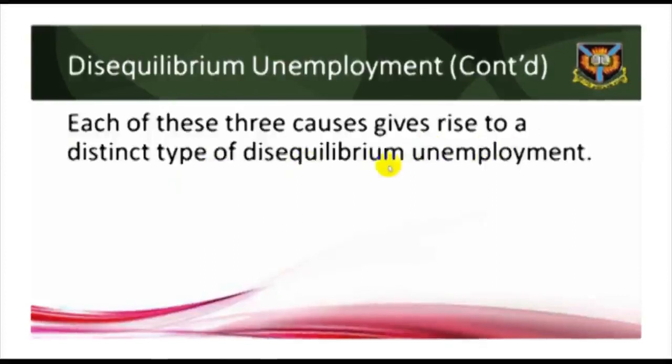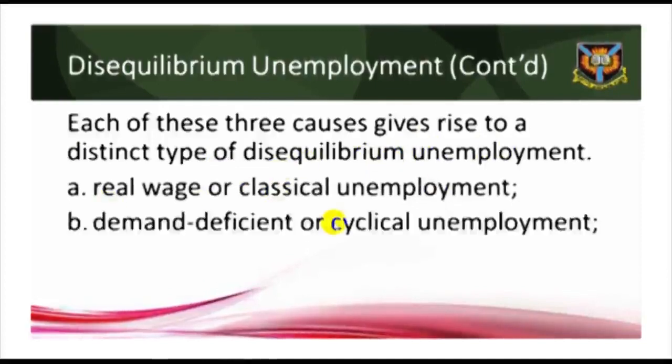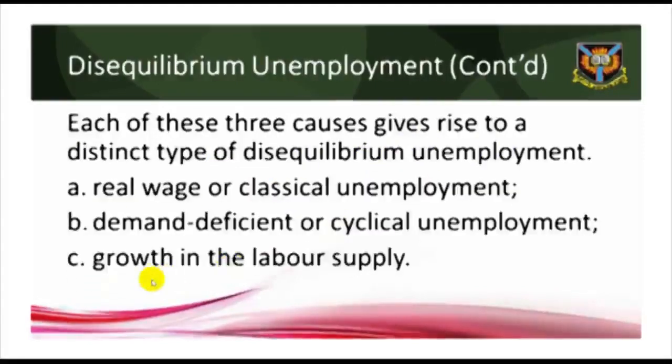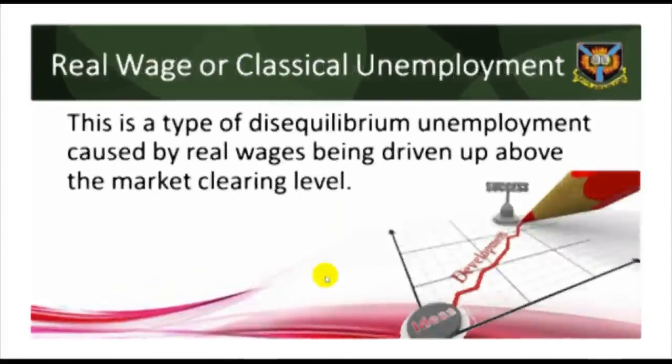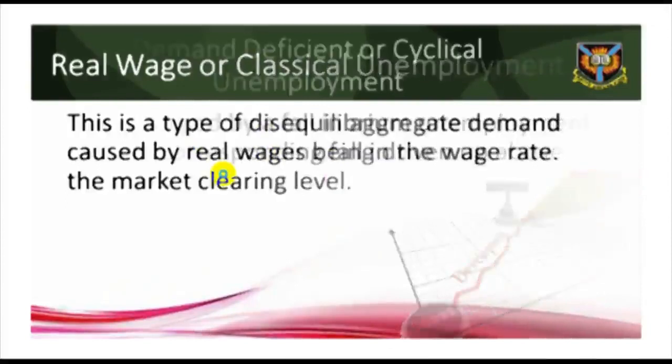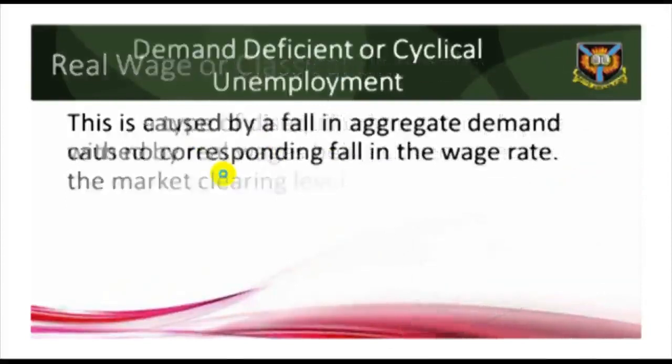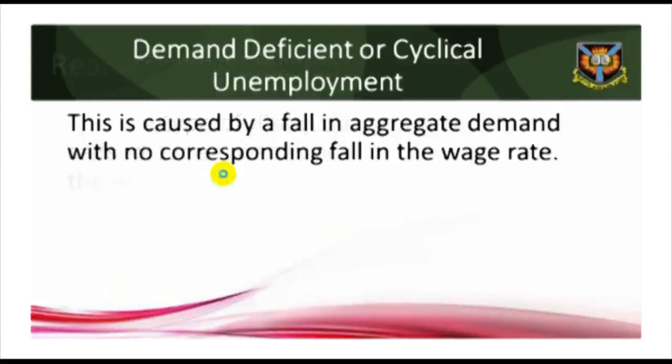1. Real wage or classical unemployment. 2. Demand deficiency or cyclical unemployment. 3. Growth in labor supply. Real wage or classical unemployment. This type of disequilibrium unemployment is caused by real wages being driven up above the market clearing level. Demand deficiency or cyclical unemployment is caused by a fall in aggregate demand with no corresponding fall in wage rate.